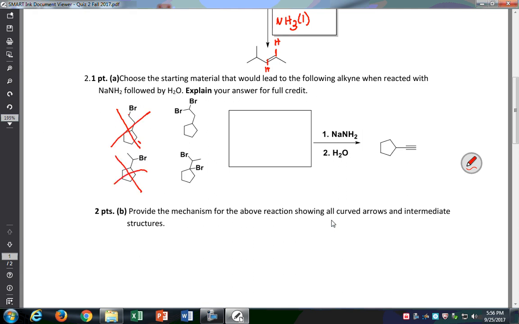Now, if we look at the next 2, they both have 2 leaving groups, but there is a problem with this one. What's the problem here? The bromine's in the wrong place. We need our two leaving groups to be where we can get a triple bond between, let's call them carbons 1 and 2.